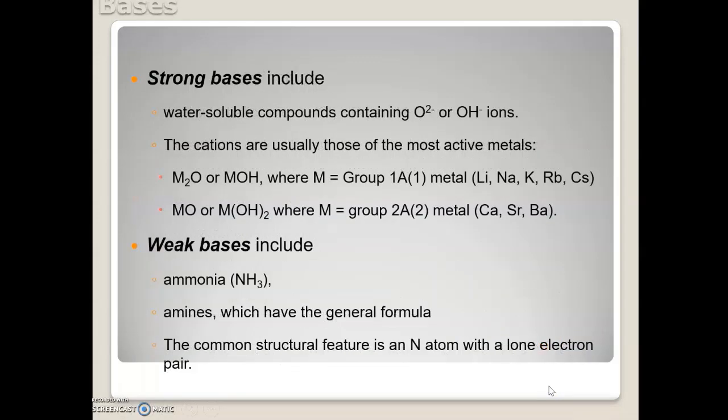Then the category of bases. The strong bases include water-soluble compounds that contain O2- or the hydroxide ion, with a cation that is usually one of the most active metals. These are bases formed by active metals, lithium, sodium, potassium, rubidium, and cesium, and contain OH in their formula. As for the weak bases, we have ammonia and amines, with the general formula having a lone electron pair.